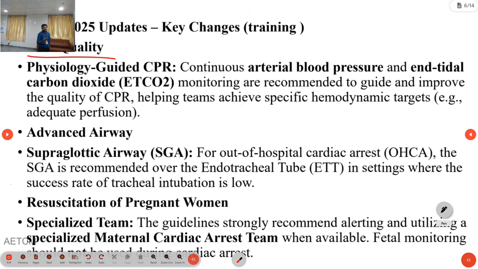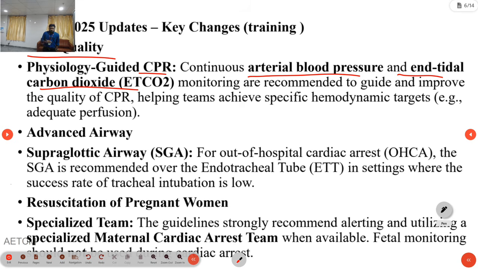So we have already discussed in the previous slides that we have to go ahead with feedback devices. So for physiology-guided CPR, we need to use monitoring. First one is arterial blood pressure monitoring, if it is possible. Along with that, end tidal carbon dioxide, ETCO2 monitoring, that is called waveform capnography monitoring.